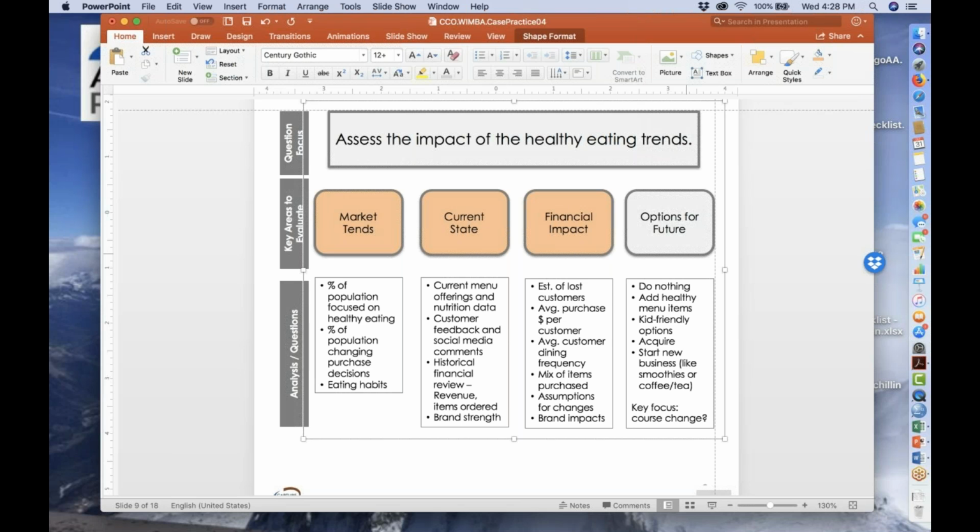And I point this out to you guys because you can get the same case situation, the same background, but the different question will guide you in a different direction in terms of your structure, right? So a lot of it's the same, but you might have different pieces depending on where that question lands. Okay?